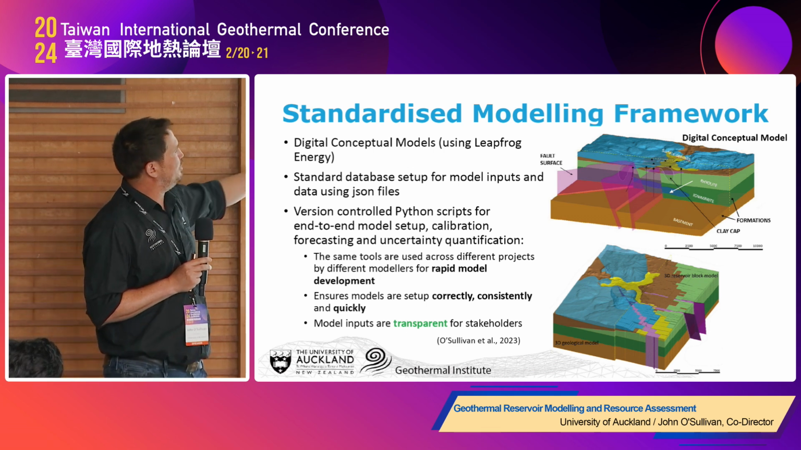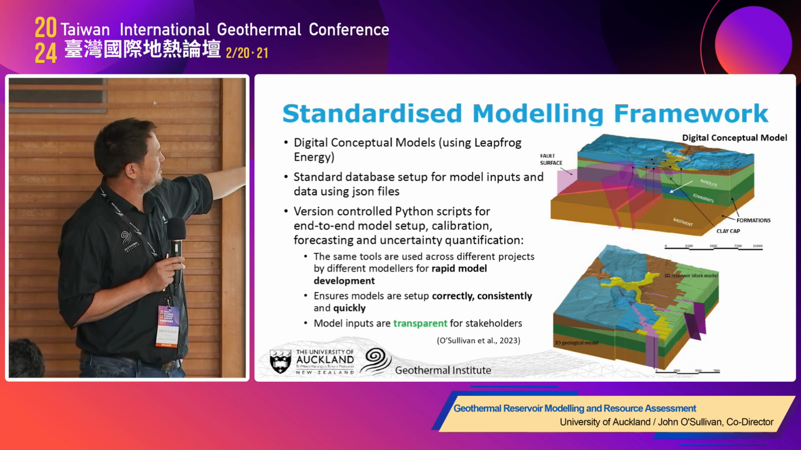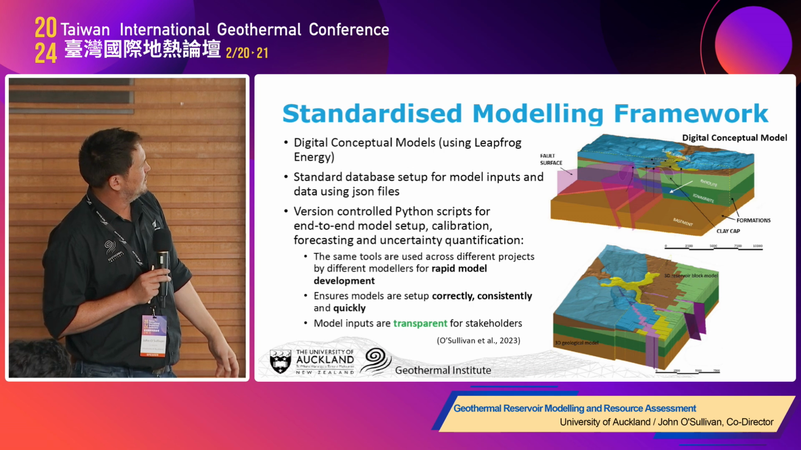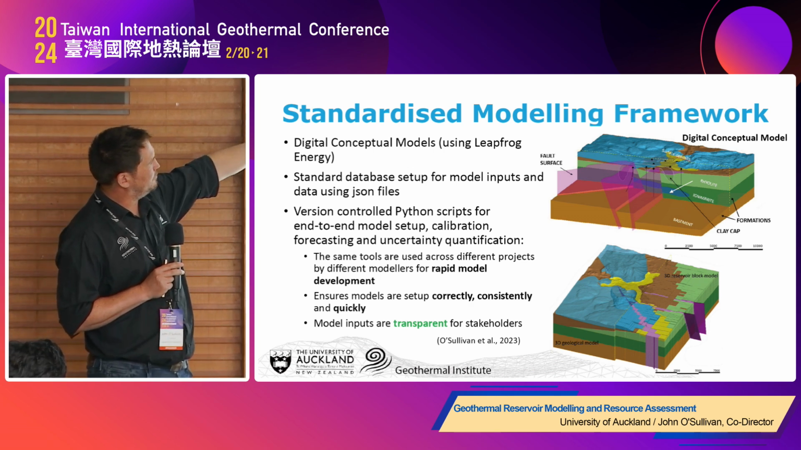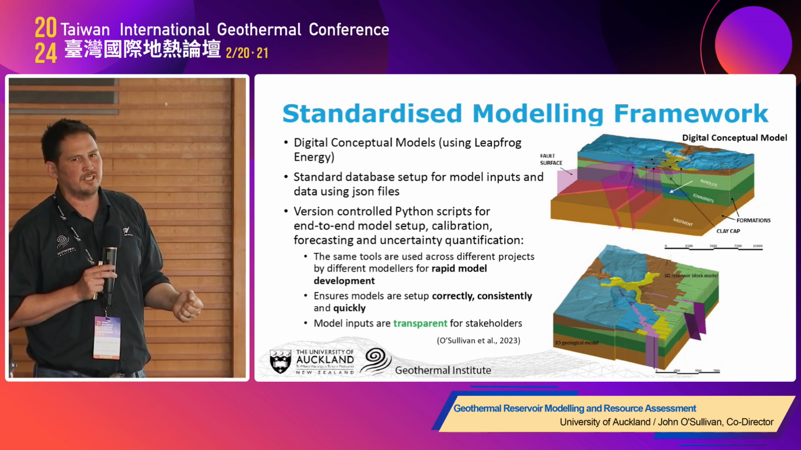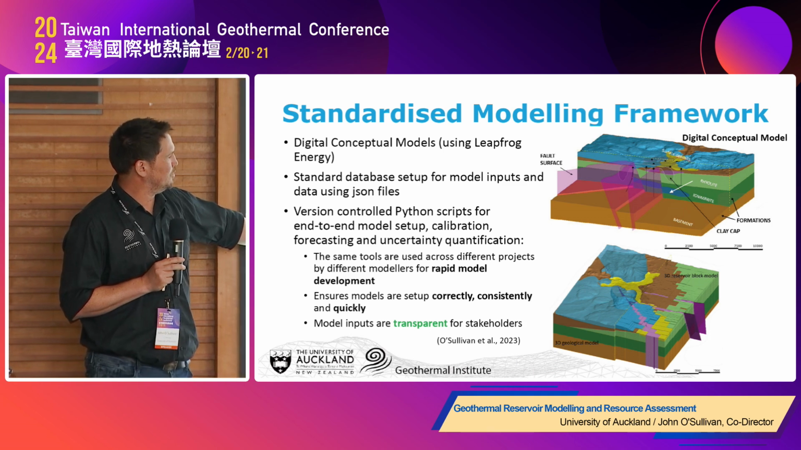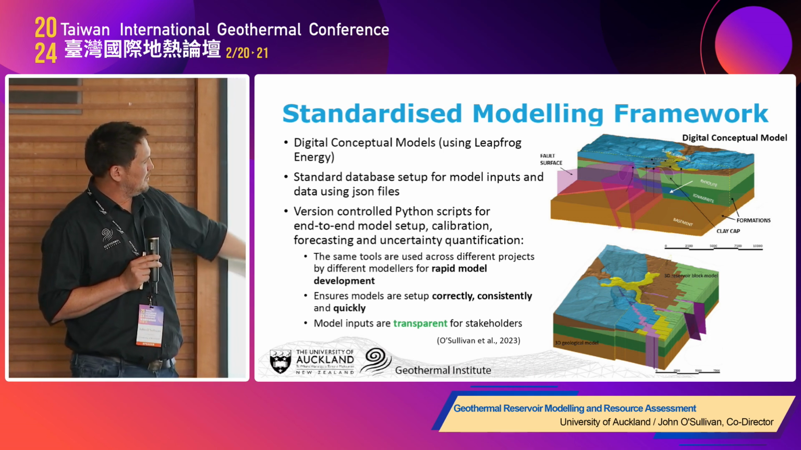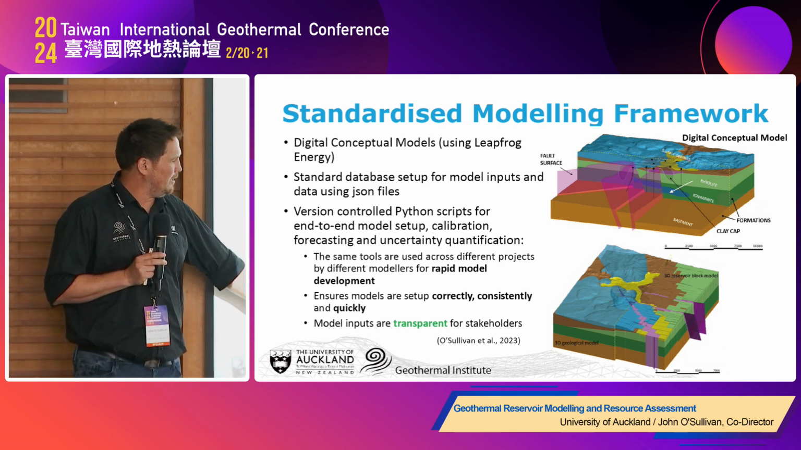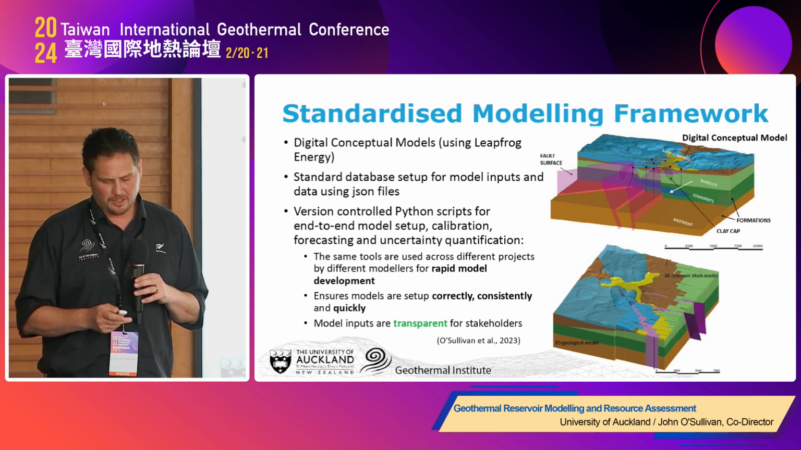We use a set of version-controlled Python tools for doing that, and that gives us end-to-end model setup, calibration, forecasting, and uncertainty quantification. And we use a standard database of JSON files, which are human readable and computer readable, to store all of the measured data. And this, like I said, means that we can do rapid development. It means that the models are always set up correctly and consistently and quickly. And all of the inputs are transparent for the stakeholders. It's very easy to show the stakeholders what's going into the models.